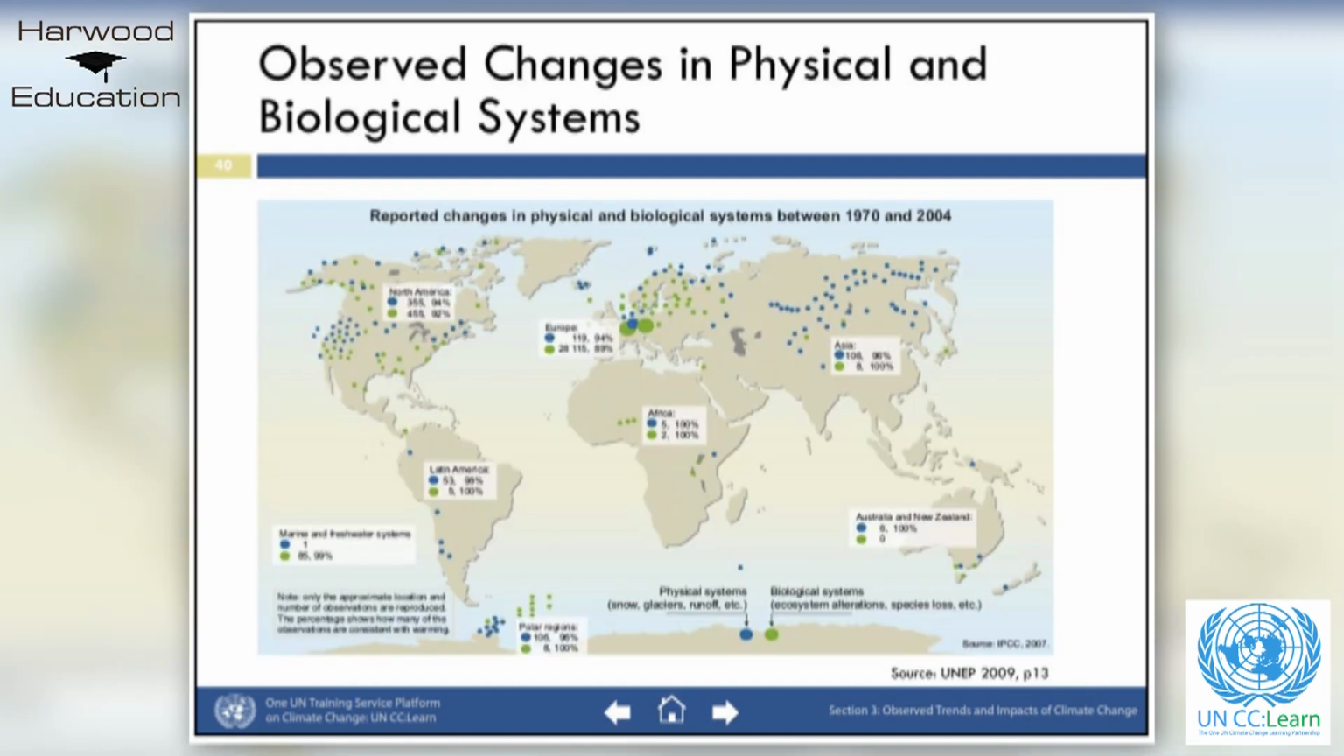Observed changes in physical and biological systems. This slide shows a number of changes that have been observed in physical (blue) and biological (green) systems between 1970 and 2004. Biological changes include, for example, species loss and ecosystem alterations. Physical changes include, for example, changes in snow cover, changes in glacier density, coverage, and runoff. The percentages associated with the observations indicate how many of the reported changes are due to a warming environment.